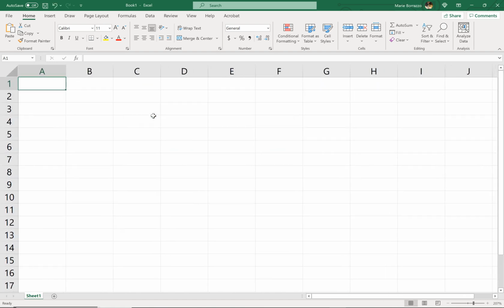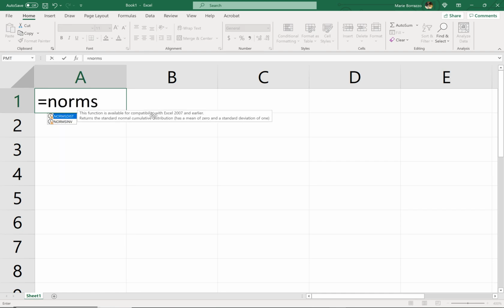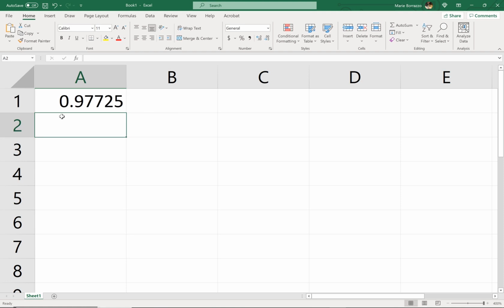Open this up. And I'm going to say equals NORM.S.DIST, and that narrows me down to NORM.S.DIST. Remember, you use that when you have a z-score. Our z-score is 2. If you notice, I have 0.97725, but that's not what I want.